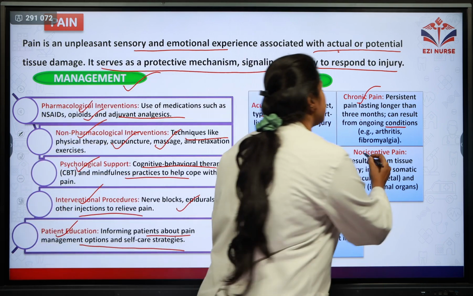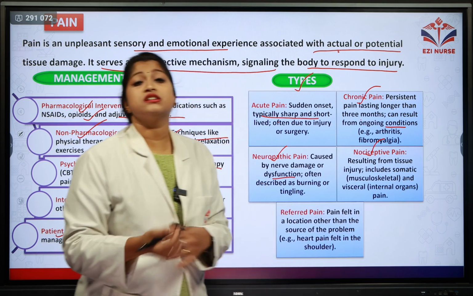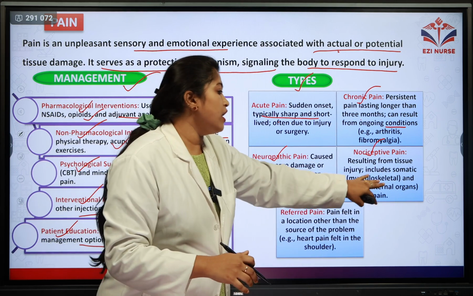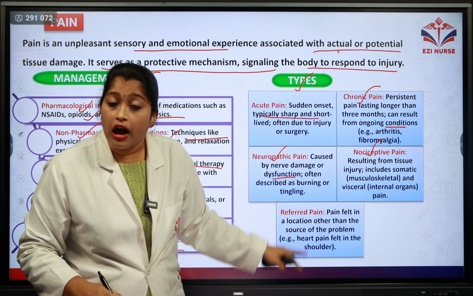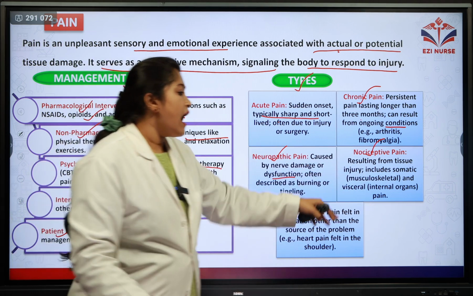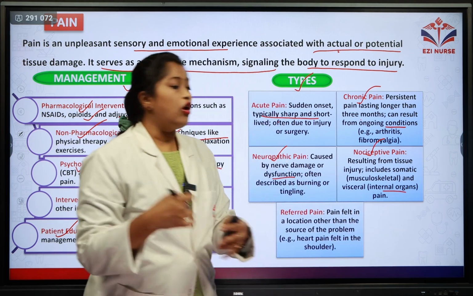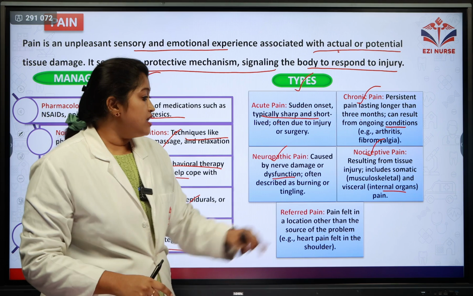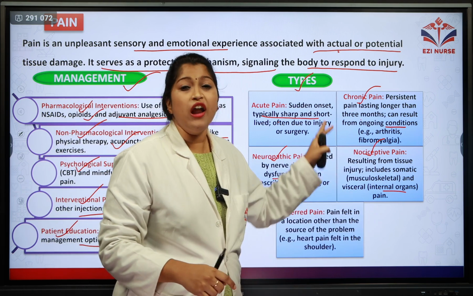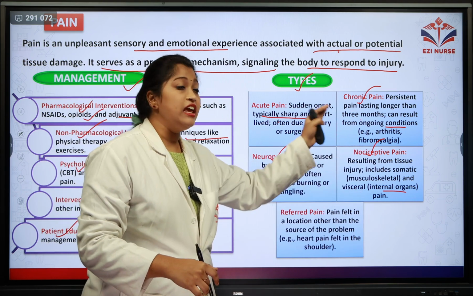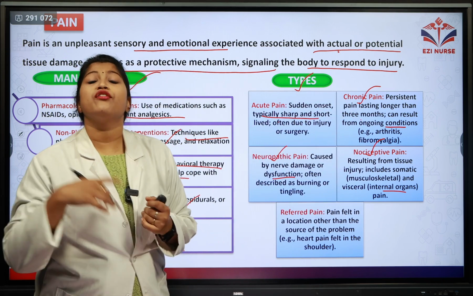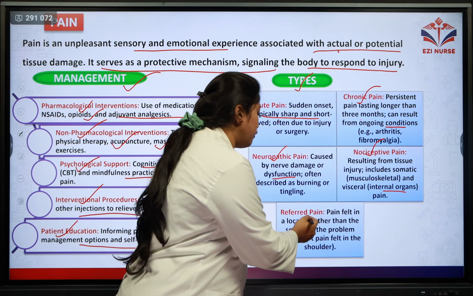And the next type is nociceptive pain. It results from tissue injury. Any tissue injury, including somatic, that is along with the musculoskeletal, and the visceral, the internal organs pain. Here musculoskeletal, internal organs as well as the tissue are all involved, and hence with any injury to these, there is nociceptive pain. And the final type is referred pain.